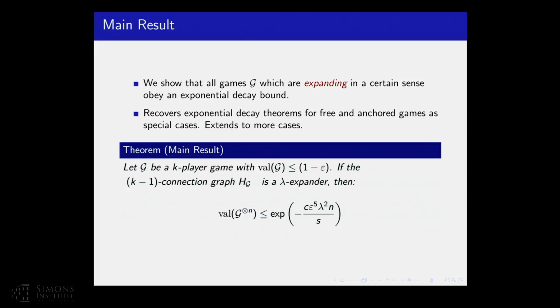If G is a k-player game and the value is less than 1 minus epsilon, and if a certain graph connected with the game, which I call the k minus 1 connection graph, is a lambda expander, then the value does go down exponentially. I have a question. In prior results, there was dependence on k in the denominator. Is it implicit in the lambda here? Yes, it is implicit in the lambda. When we apply it to the classes of free and anchored games, the lambda will be inversely dependent upon the number of players. It will just turn out naturally.